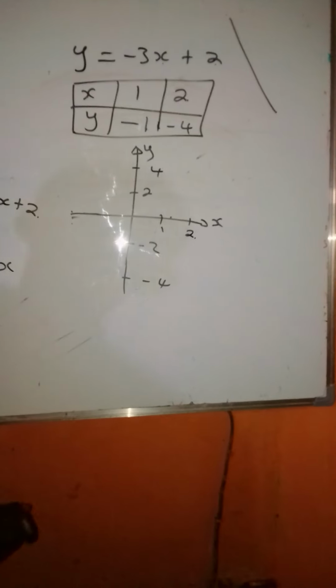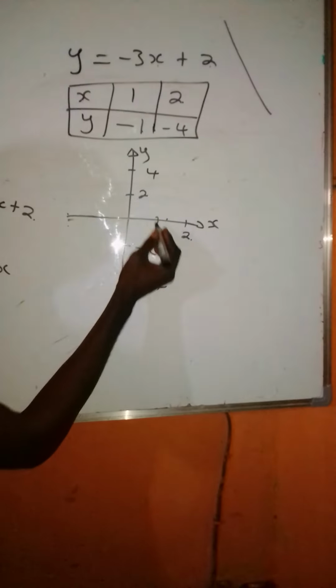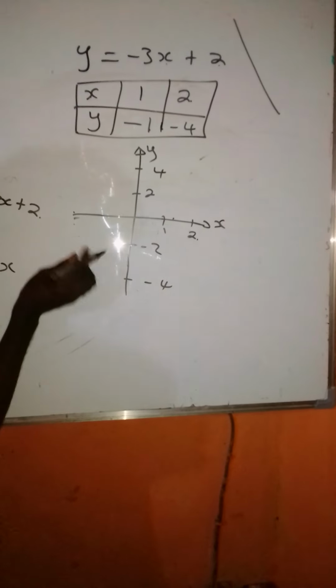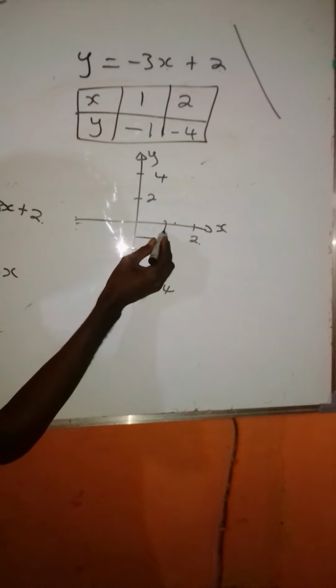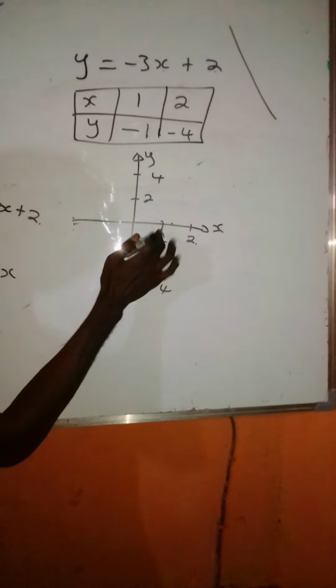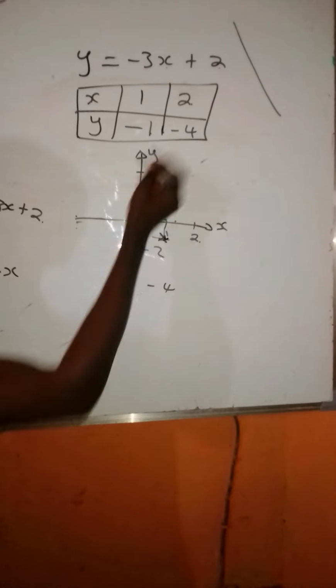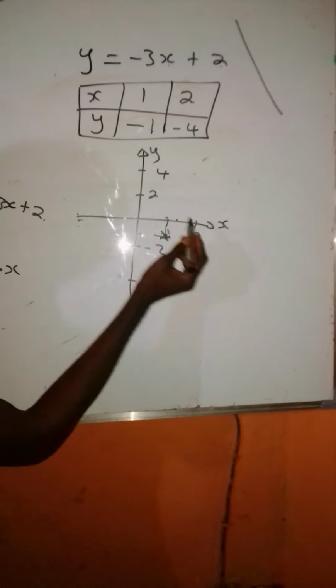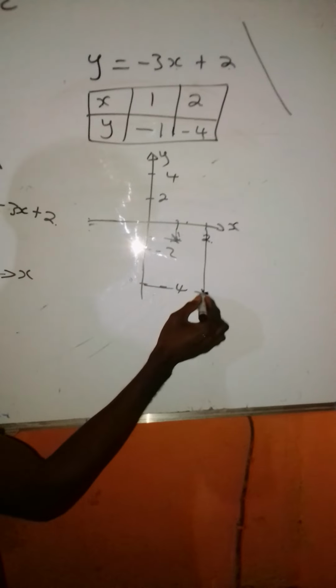So if these points are to be plotted, when x is 1, y is negative 1. Negative 1 falls between 0 and 2, so negative 1 falls here, and we have a single point here. When x is 2, y is negative 4. So we have this point and we have this point. So these are the points.